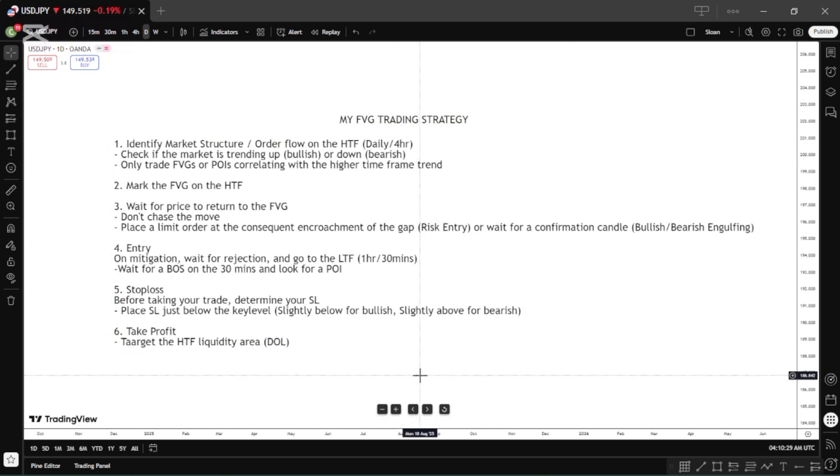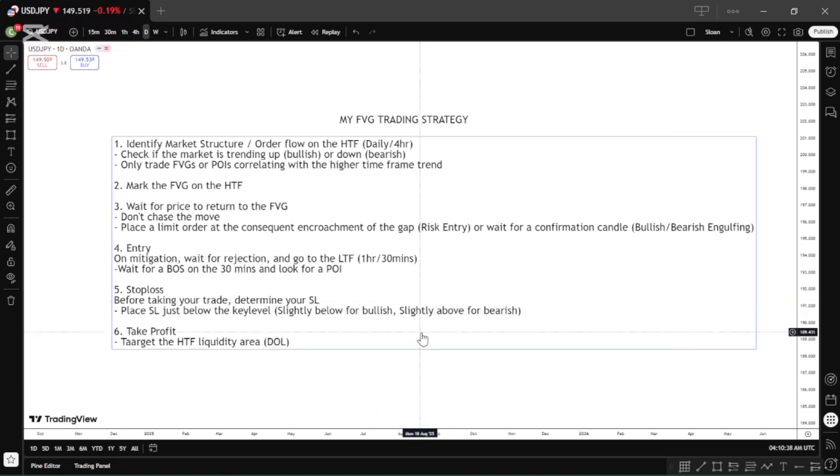Alright, so welcome back. This is Sloan Academy, this is Sloan Trades, and in this particular video, I am bringing to you how I trade fair value gaps, basically from the higher time frame, which is the daily time frame.